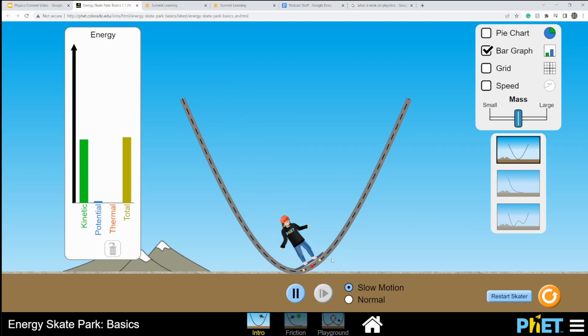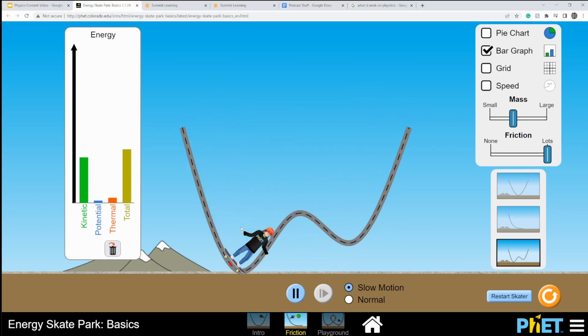As the person goes down the ramp and up and down the ramp, right? As it starts from the top, goes to the bottom, kinetic energy increases. And then as it goes from the bottom to the top of the other side, the potential energy increases. And then once it goes back down, kinetic increases, potential goes down. Total stays the same the whole time, right? Thermal energy is none because there's no friction.